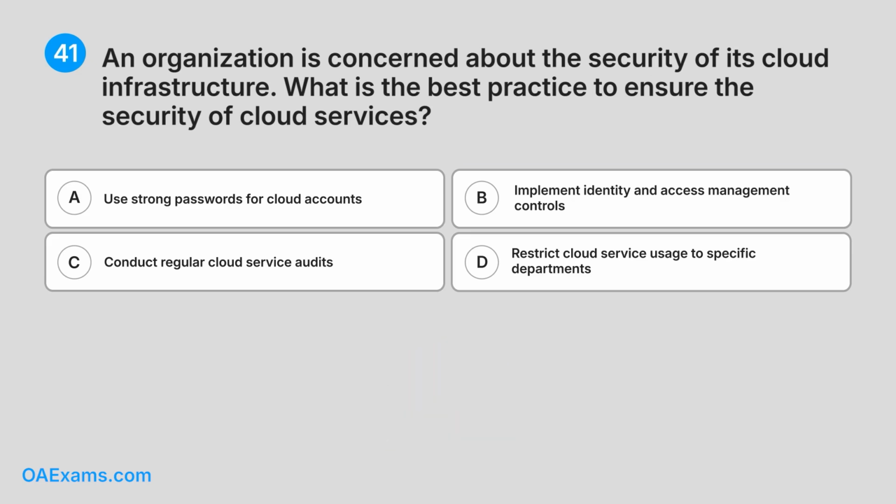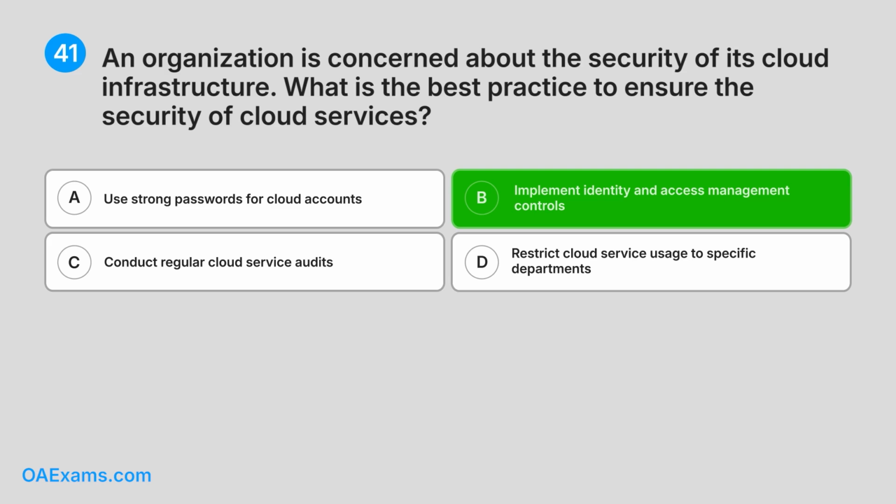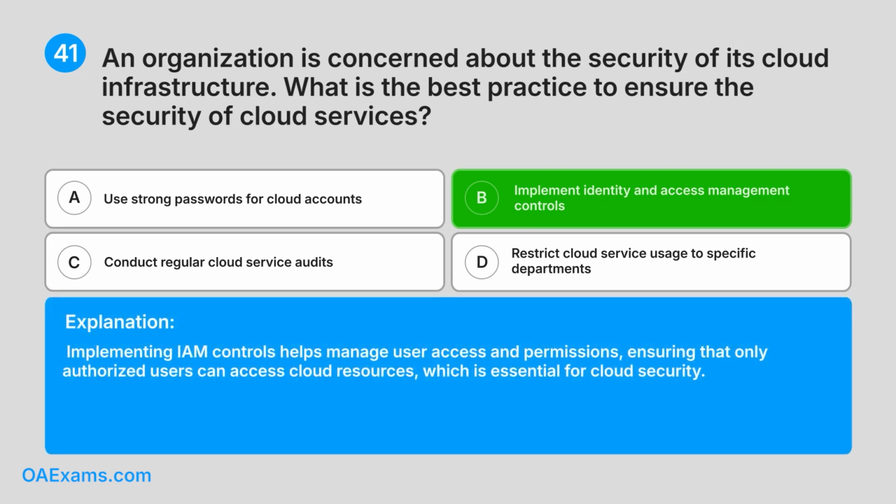Correct answer. B. Implement identity and access management controls. Explanation. Implementing IAM controls helps manage user access and permissions, ensuring that only authorized users can access cloud resources, which is essential for cloud security.